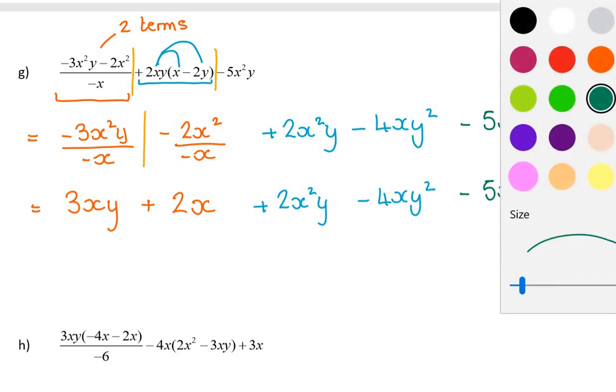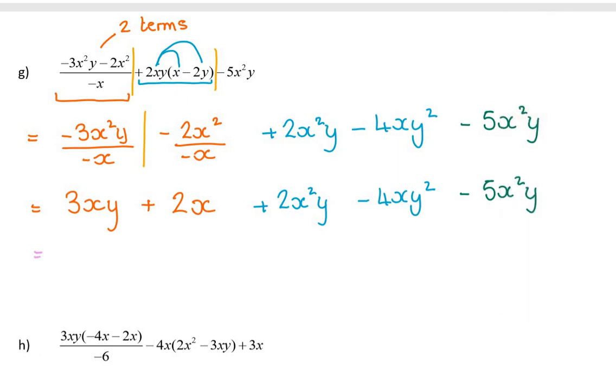Now if I have a look at this, there's a whole bunch of x's and y's everywhere. Are there any like terms? Well, here's an x squared y and here's an x squared y, but the rest are not like terms. So my 3xy and my 2x and this minus 4xy squared are not like terms with anything. So the only thing that are like is 2 take away 5 is minus 3x squared y's. So don't always expect your answer to boil down to this neat little package. Sometimes it looks a little bit messy like it does there.